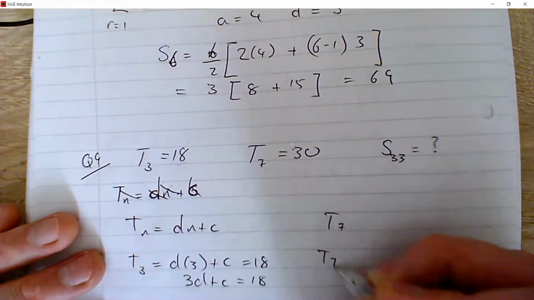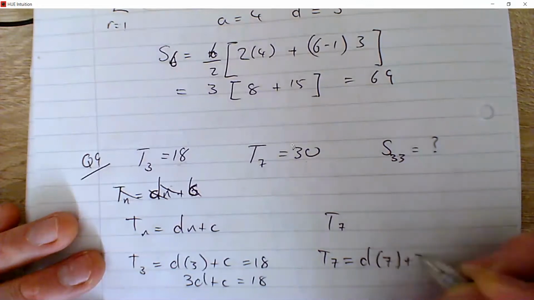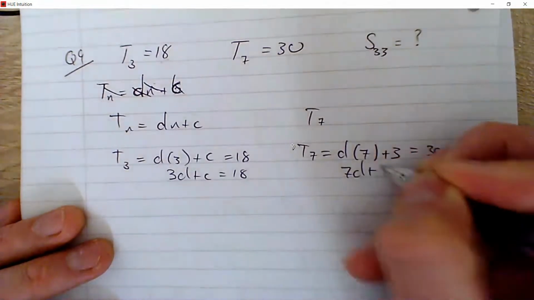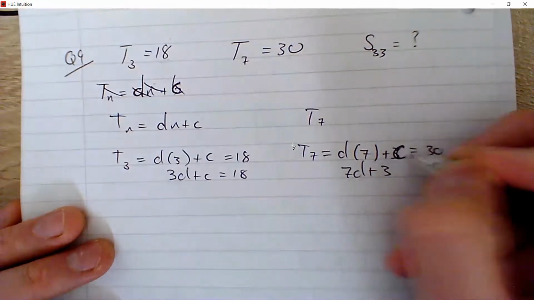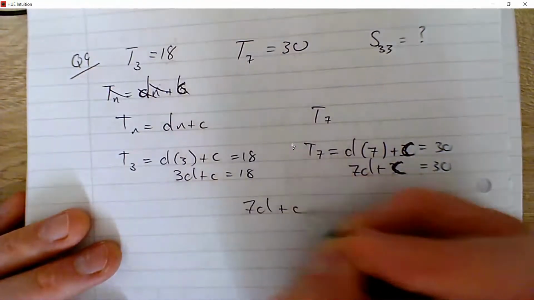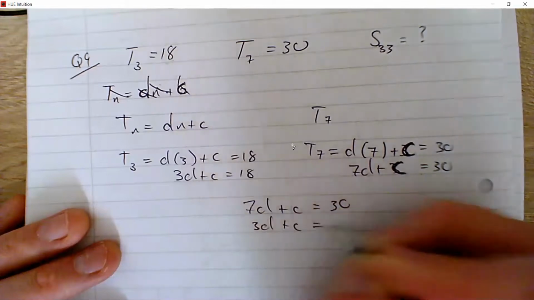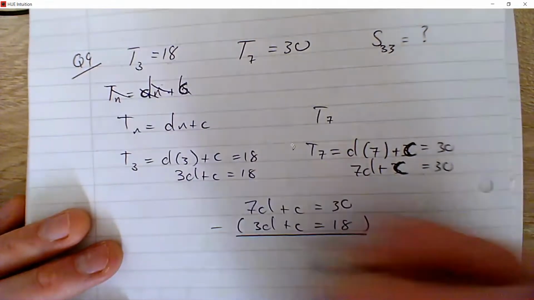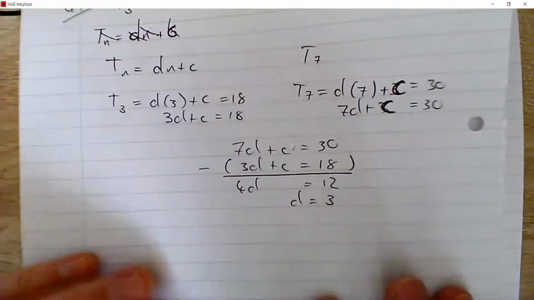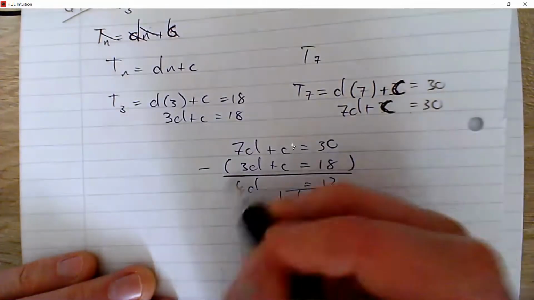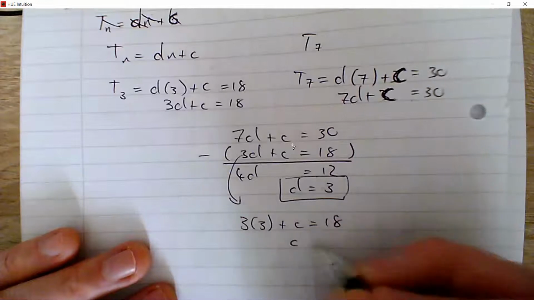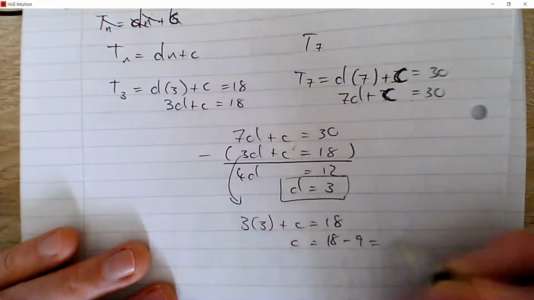T7 is d times 7 plus c, and that's 30. So that's 7d plus c equals 30. So simultaneous equations on these two, 7d plus c is 30, 3d plus c is 18. Subtract those from each other and you're going to get 4d plus 0 equals 12, so d equals 3. And once you know that d equals 3, come back up to either of them. That becomes 3 times 3 plus c equals 18, so you get 9 plus c is 18, or c is 18 minus 9, so c is 9.